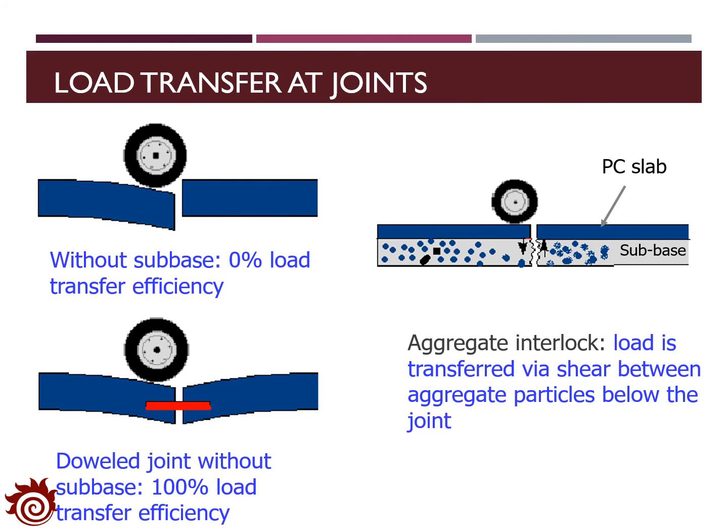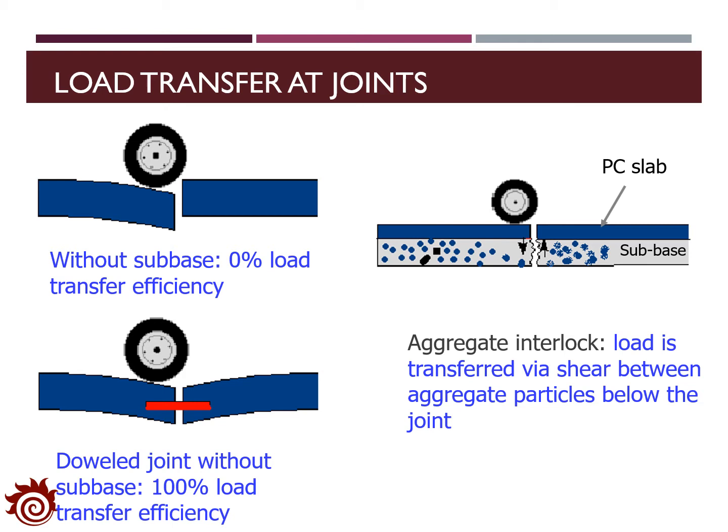In rigid pavement, we also need to think about load transfer at the joints between slabs. If the slabs are not connected or supported by subbase, then the load will not be transferred from one slab to the other, which means 0% load transfer efficiency. If there isn't any subbase layer, but the slabs are connected with dowel bars, then we will observe 100% load transfer efficiency. That means all the load could be transferred to the next PCC slab.